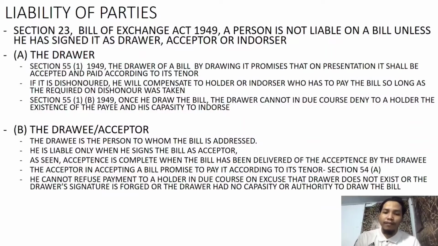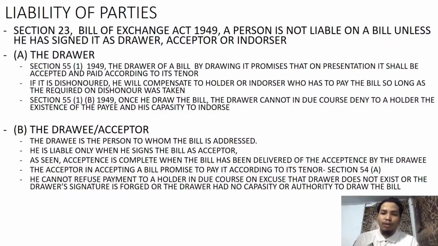In section 55 subsection 1(b) of the Bills of Exchange Act 1949, once he draws a bill, the drawer cannot deny to a holder in due course the existence of the payee and his capacity to endorse.